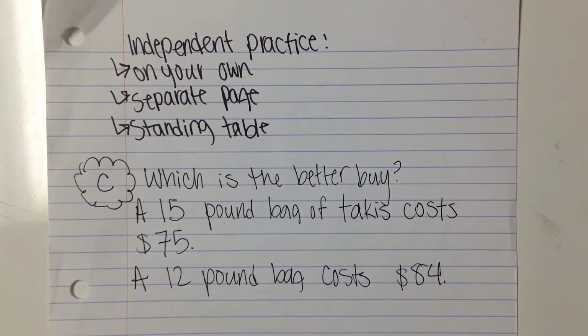Which is the better buy? A 15-pound bag of Takis that costs $75, or a 12-pound bag that costs $84?